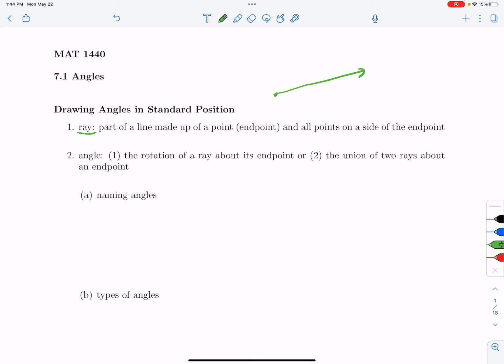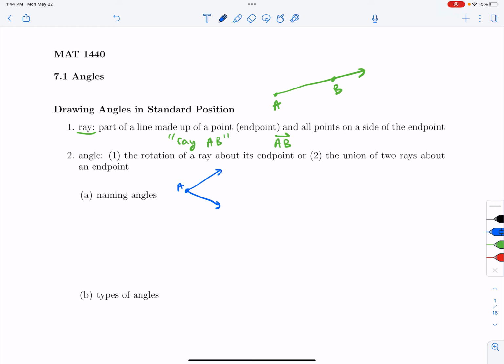one direction. We can label this as A, B, like this, and how we name that ray would be ray AB like this, or we could also say AB with a little ray symbol above it. Now an angle is made up of two rays that are connected at a single point, and we call that point a vertex. Okay, so that's two rays joined at this point.